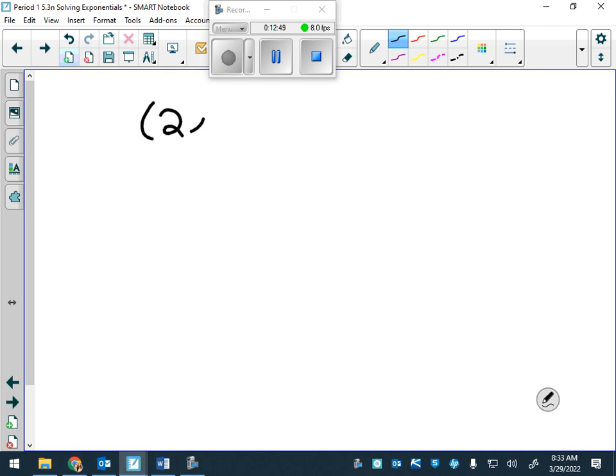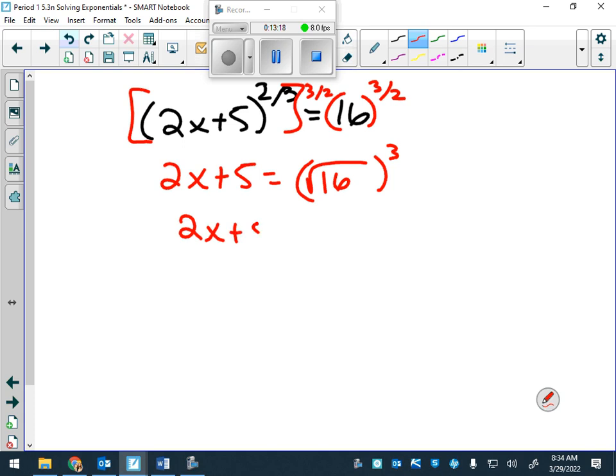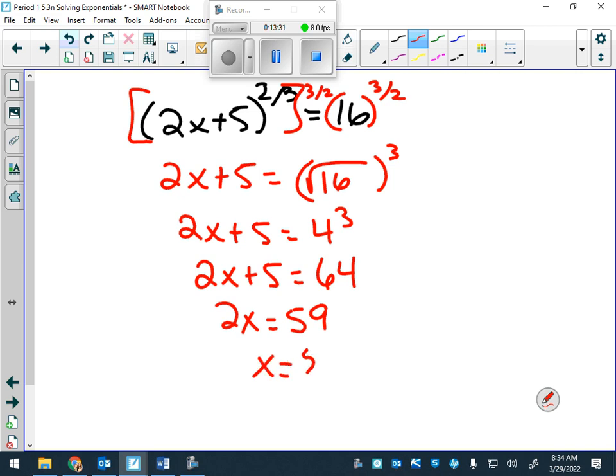So here again, same thing. We're raising it to the reciprocal, which is 2x plus 5 equals the square root of 16 cubed. 2x plus 5 equals 4 cubed equals 64. 59. 59 over 2.